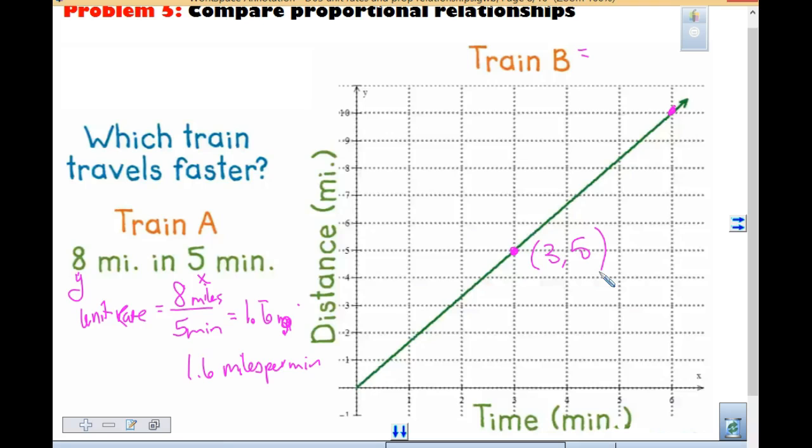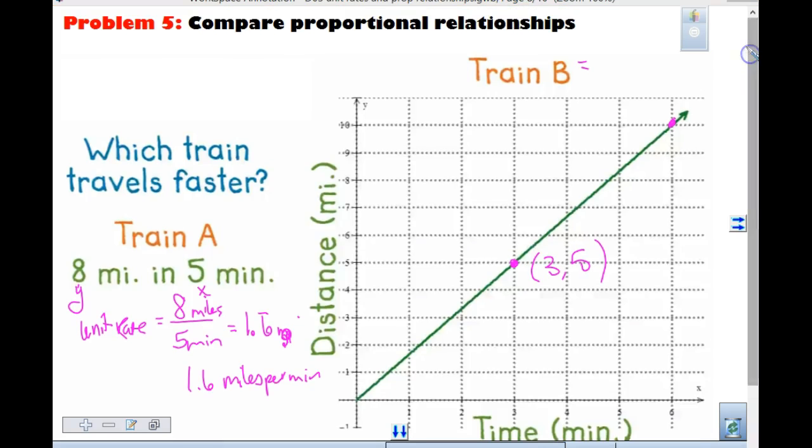right? So to find my unit rate for train B, please write it by train B. We are taking what? 5 miles over 3 minutes. When we do that division, John, what'd you get?